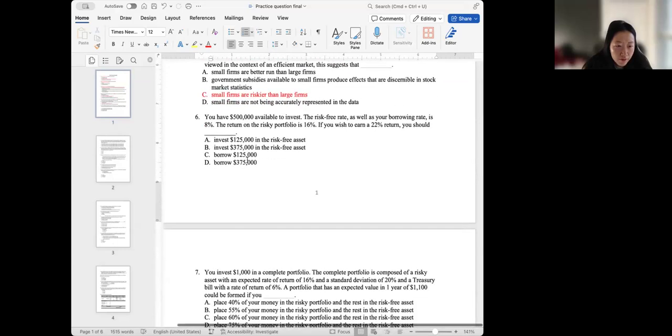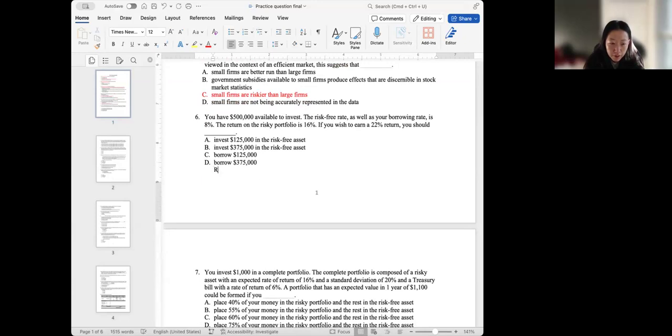Moving on, you have 500,000 available to invest. The risk-free rate as well as your borrowing rate is 8%. The return on the risky portfolio is 16%. If you wish to earn 22% return, you should... Okay, so we need to do some simple calculation here.